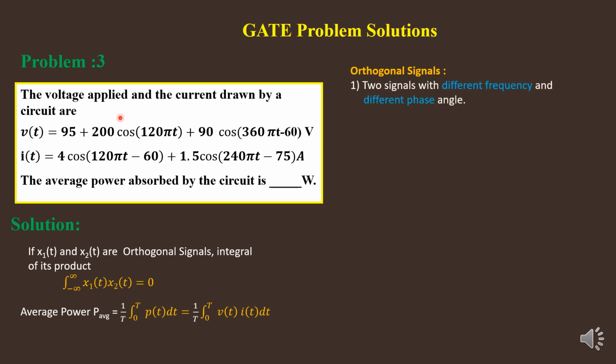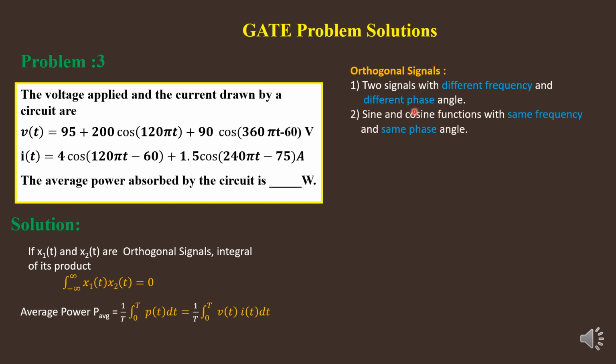The first condition is two signals with different frequency and different phase angle. Different frequency means, for example, this is 120 pi and here also 120 pi. This is the same frequency. Different phase angle means here 0 degree, here 60 degree. So see, the phase angle is different. Okay, like that. So two signals with different frequency and different phase angle are orthogonal signals.